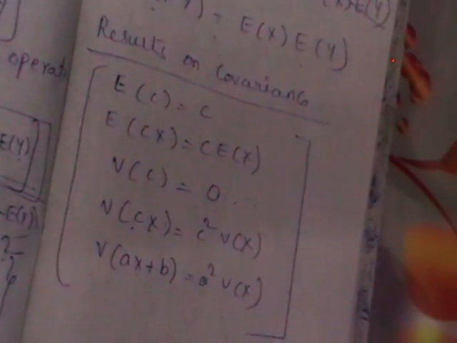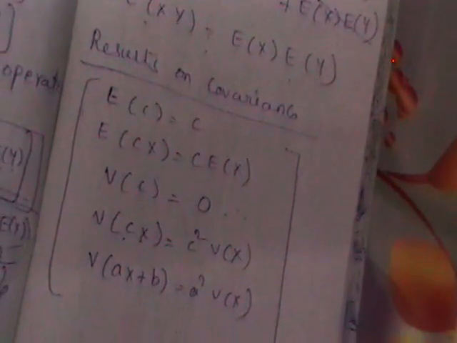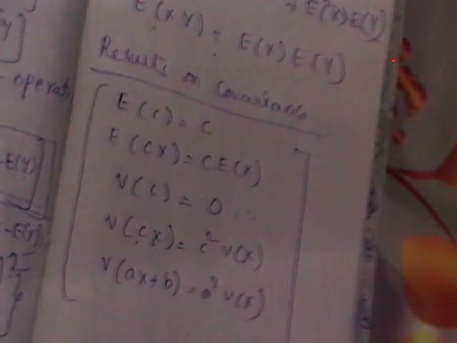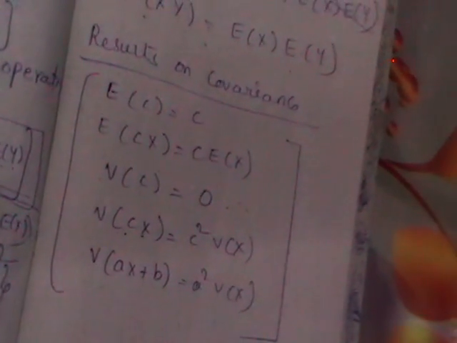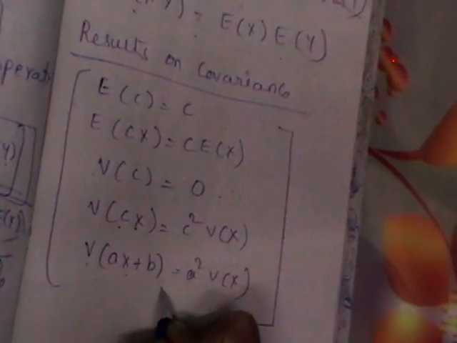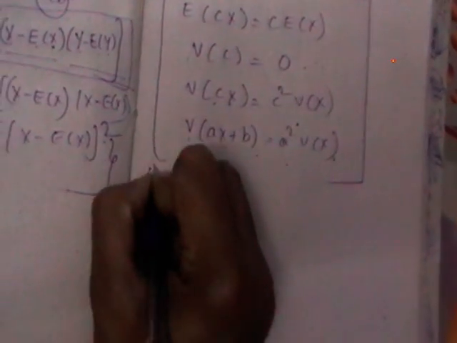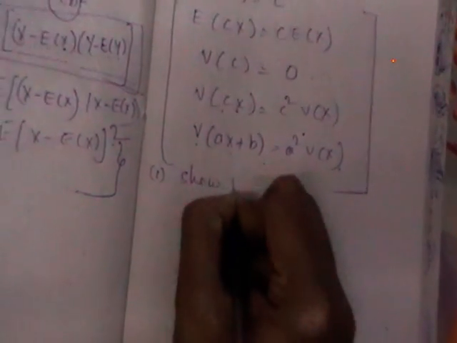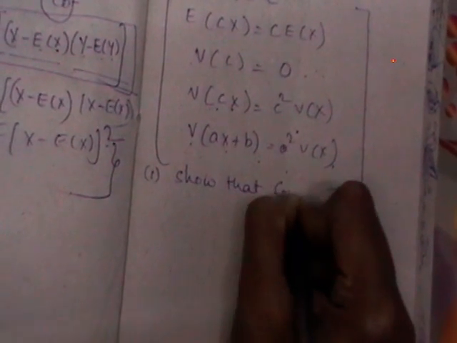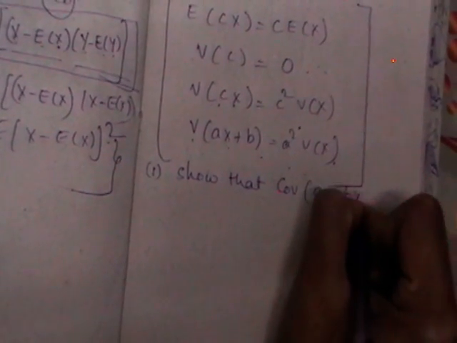Expectation of a constant is constant. Expectation of CX is C into E of X. Variance of a constant is 0. Variance of CX is C square variance of X. Whenever a constant is taken out of the variance, it will be squared. Variance of AX plus B will be A square into variance of X. These are the discussed results. Now, using these results, we are going to frame some results on covariance. The first one is: show that covariance of AX comma BY is AB covariance of X comma Y.